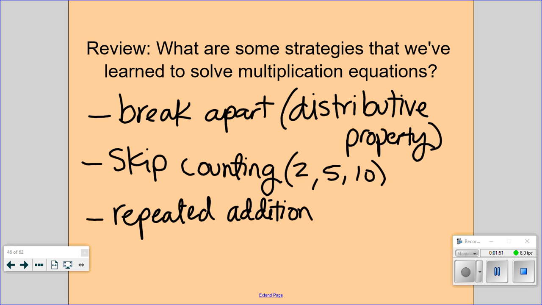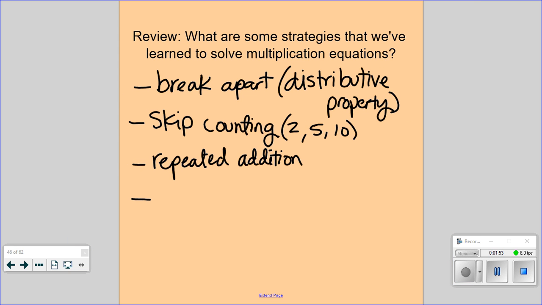Eliana, what's another strategy? Array. We can make an array, and we've been making those in many different ways. We've used counters to make arrays. We've used dots to make arrays. On your math workbooks, you might have used some smiley faces to make arrays. Yesterday, we used rectangles to make arrays. All of those are different versions of an array, but they're all still an array.